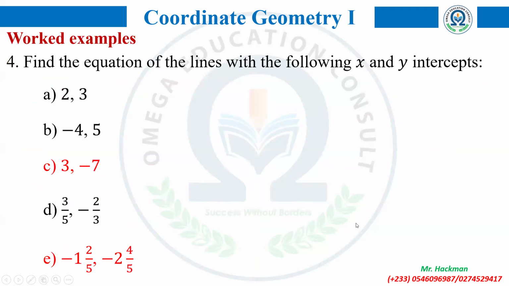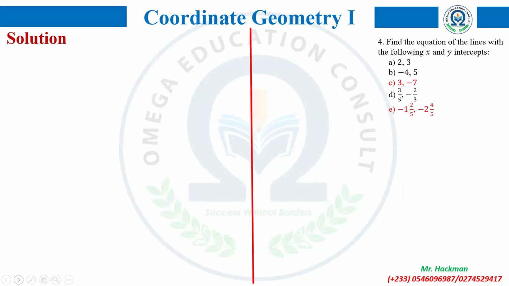Okay, so let's look at the last set of questions. This one is the one that I said, usually in JHS you are not told, so it's going to be somehow new to you, but don't worry, it's so easy. Find the equation of the line with the following x and y intercepts. So let's look at how best we can deal with it. So we are going to extract.